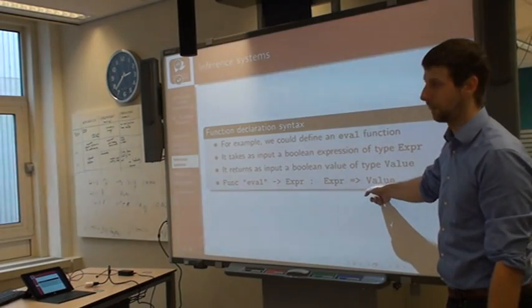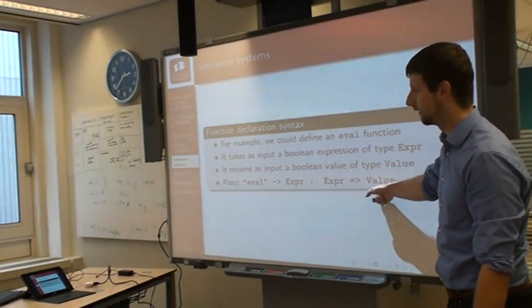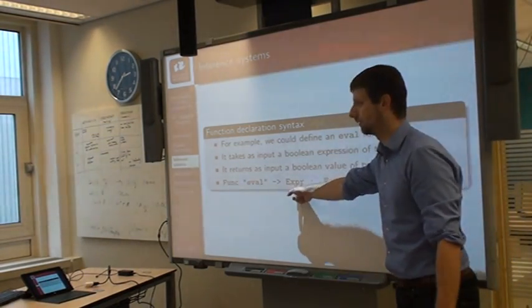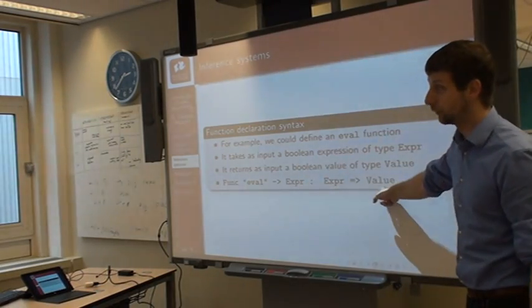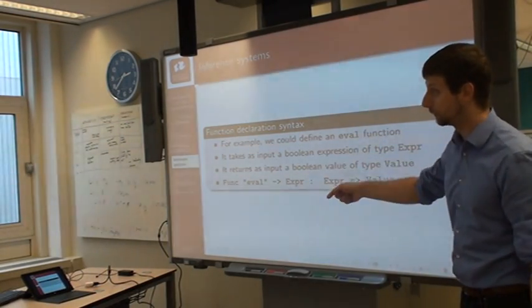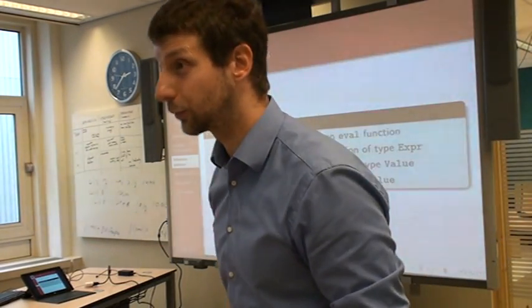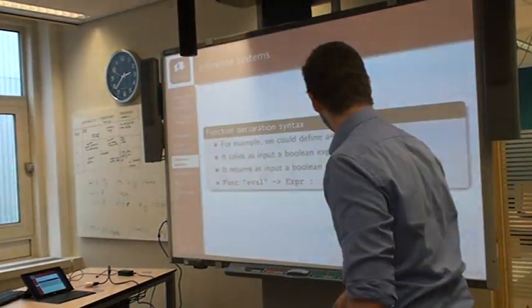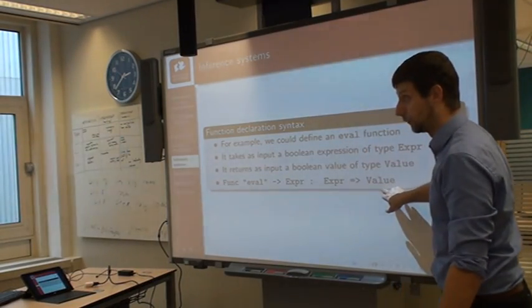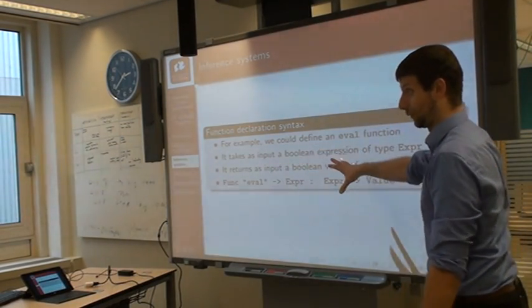Because of this, B was an expression. But what we need to return is a value. So we couldn't just return B, because B could be an expression like true or true or false. But what we really need to return is a single value, like either true or false. Okay?